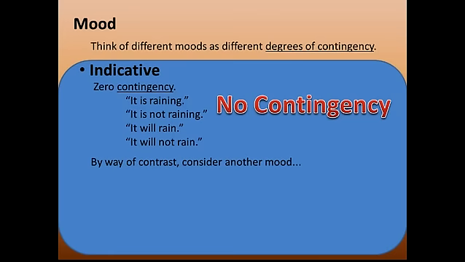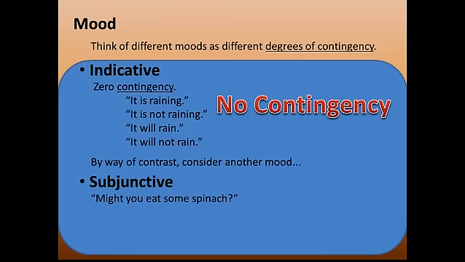But by way of contrast, let's talk about another mood so that you can see what it looks like when there is contingency. So we're going to talk just briefly here about the subjunctive mood. This is something that you will not be working with in Course 1. You'll get to the subjunctive mood in Course 2. But let's go ahead and introduce the idea now so that you can compare it with the indicative mood.